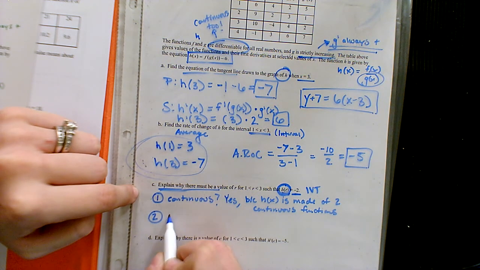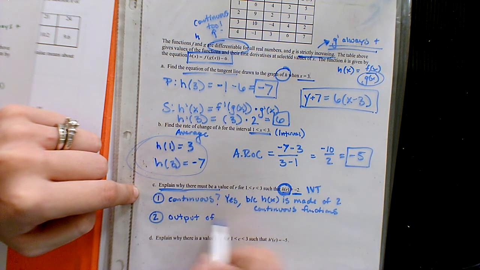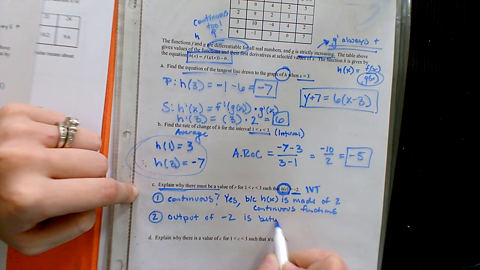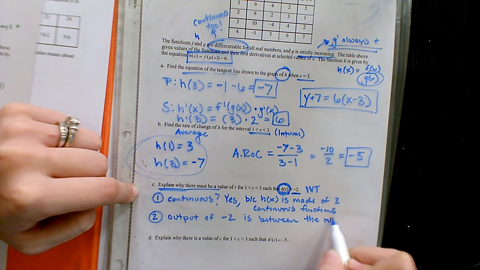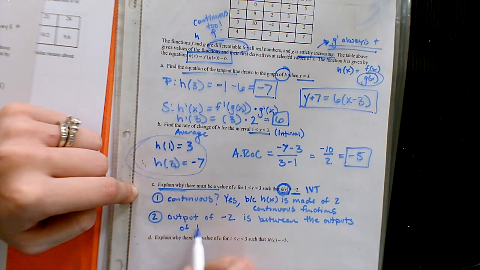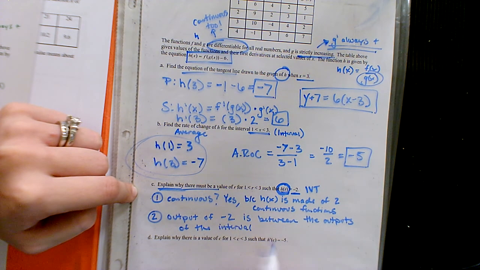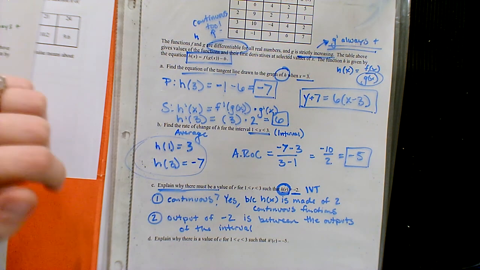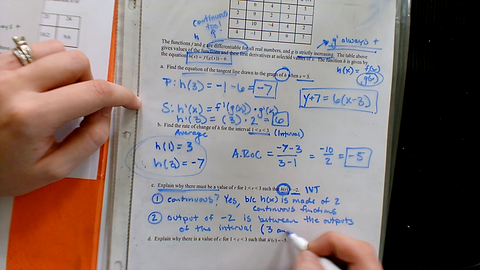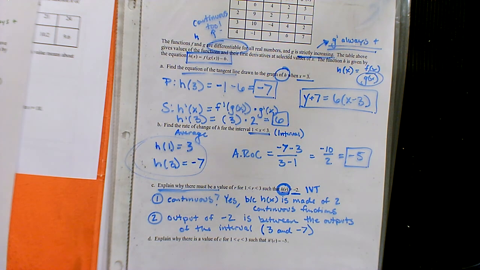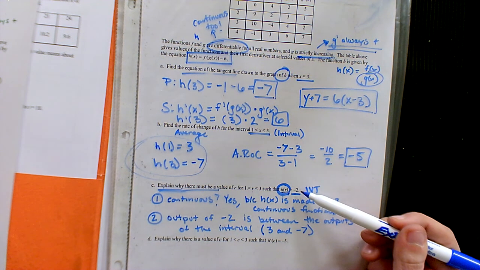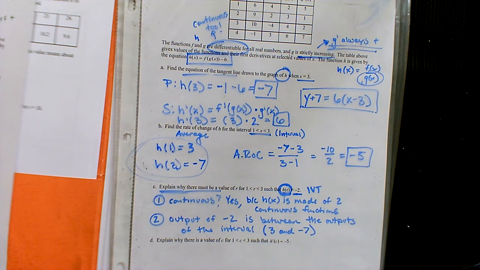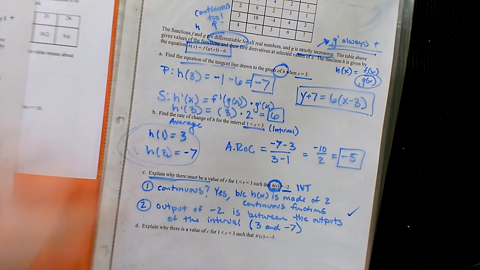So we'll say the output of negative 2 is between the outputs of the interval. Okay, the interval was from 1 to 3. So if we plug in 1 and we plug in 3, we'll get out the outputs of 3 and negative 7. Okay, those are actually the two conditions for the intermediate value theorem. You have to be continuous, and you have to make sure that the output you're searching for is between the outputs of the endpoints. Okay, so we'll explain why that should do it. Okay, we satisfied those two conditions.